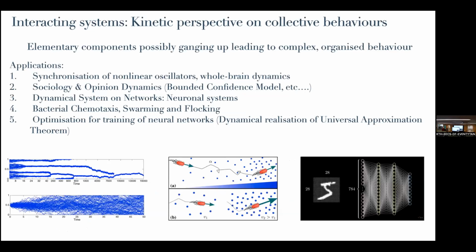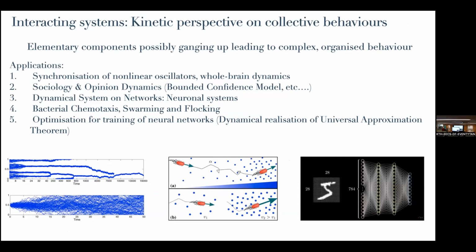So what are these interacting systems? We have seen a few today. Basically it's our hope as mathematicians or physicists or as modelers to have a kinetic, microscopic perspective on collective behaviors. Interacting systems are basically an ensemble of elementary components that are interacting with each other and possibly lead to complex and organized behaviors.